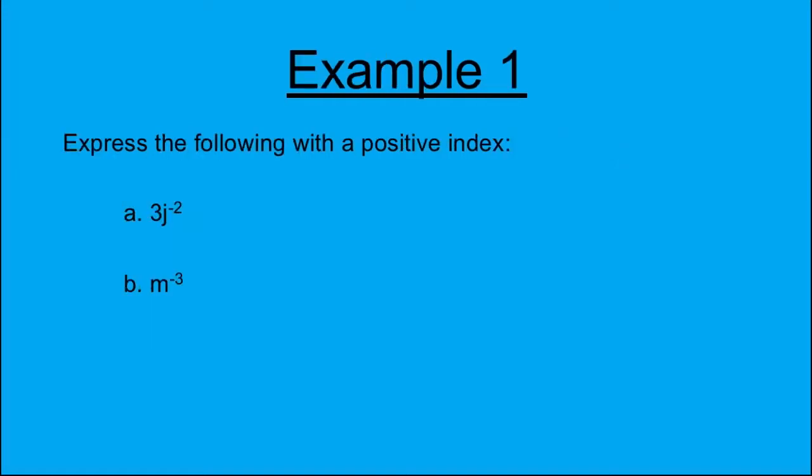Example 1. Express the following with a positive index. Part A, 3j to the negative 2. Part B, m to the power of negative 3.